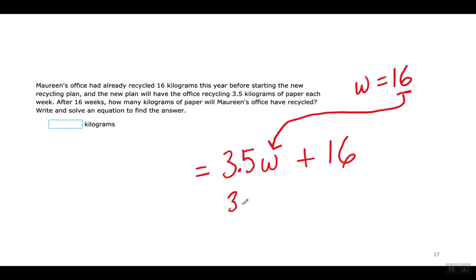So I've got to do 3.5 times 16 plus 16. And the answer is going to be 72 kilograms here. 72 kilogramos.